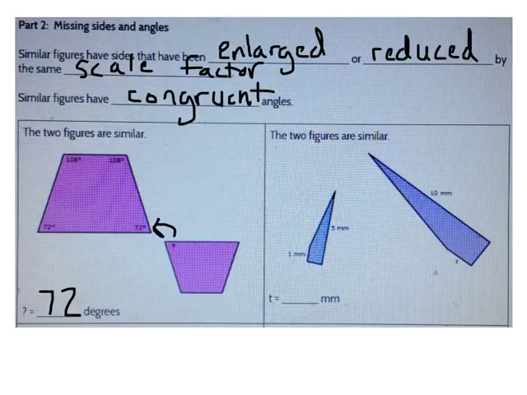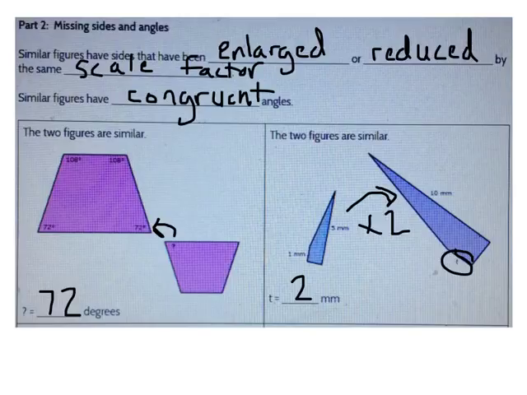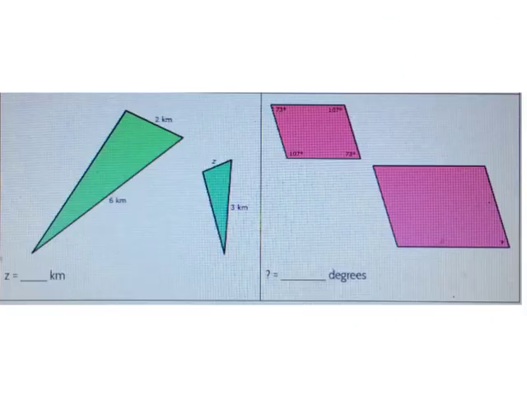The two figures are similar. What is the value of t? Well, first, what's the scale factor to go from the shape on the left to the shape on the right? It's 2. 5 times 2 is 10. Now I can find t. What's the value of t? T is 2 millimeters. 1 times 2 is 2.